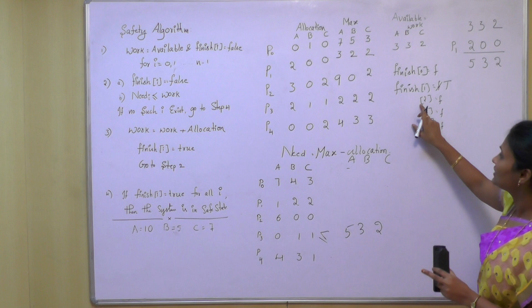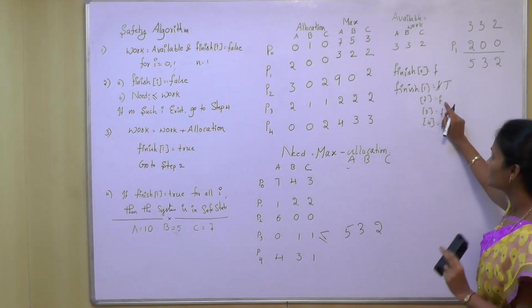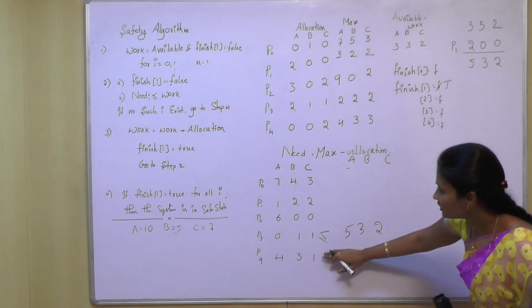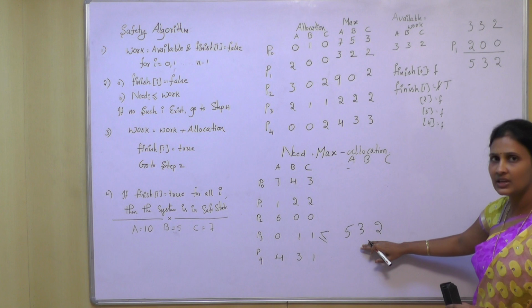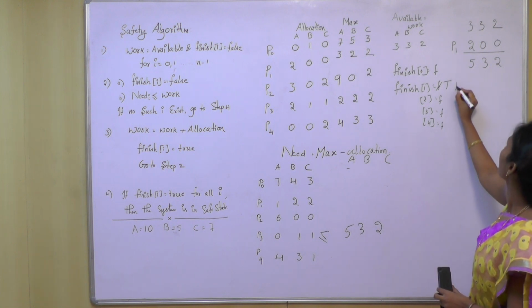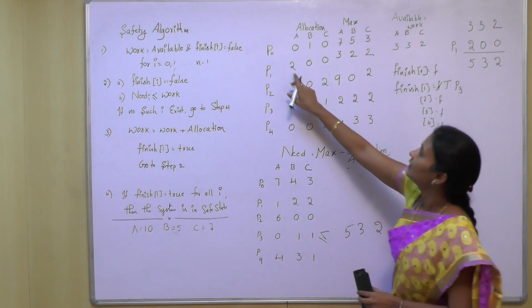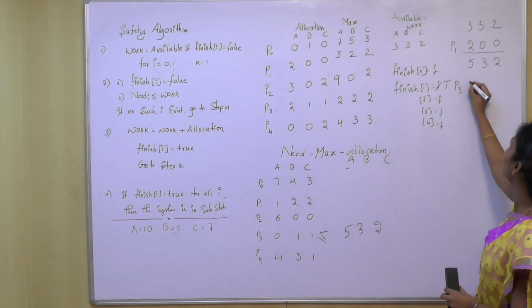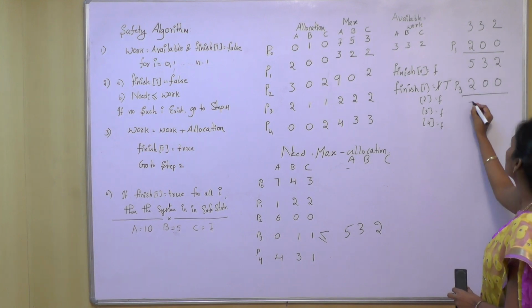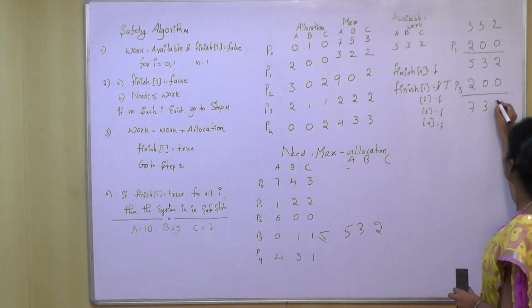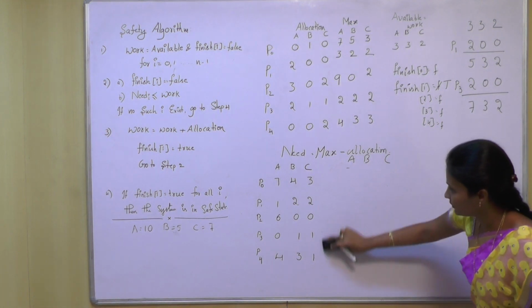Again we check process P2. This is also not satisfied. Now we move to process P3. In process P3 the condition is satisfied. Now add the allocated resources of process P3 to the available resources. Now how many available resources are there? 7, 3, 2. Now we move to process P4.